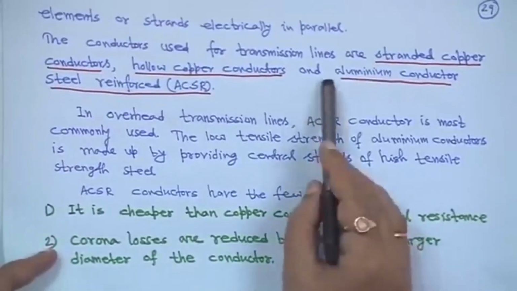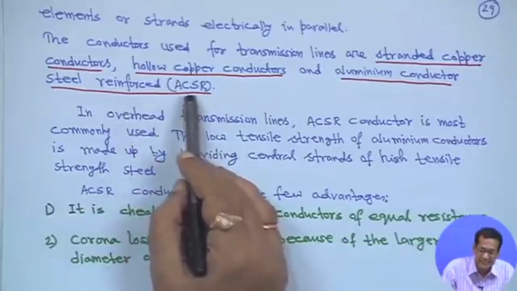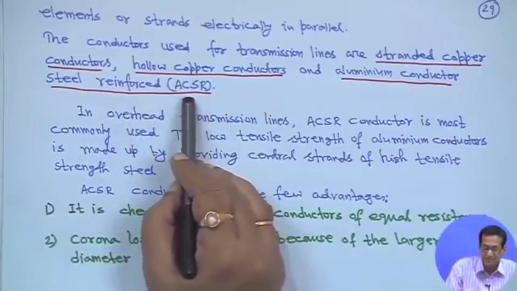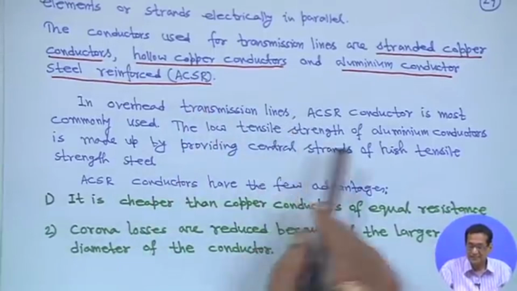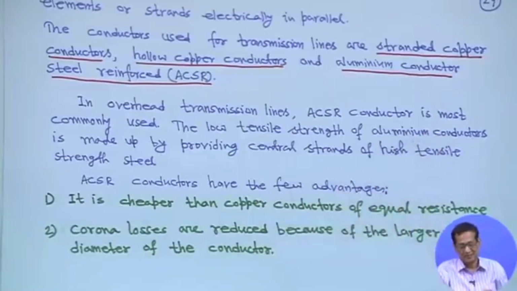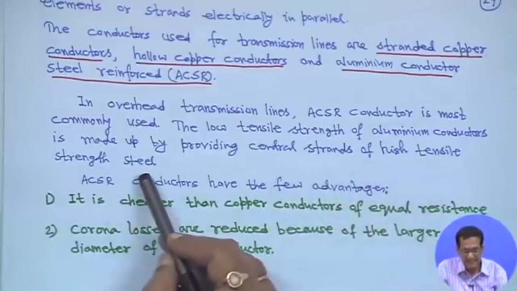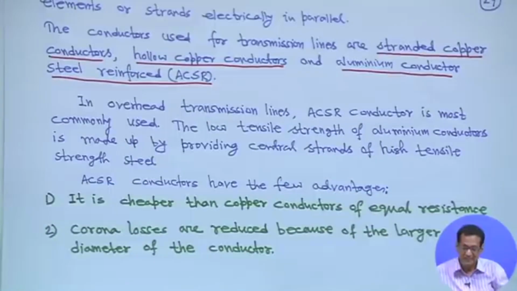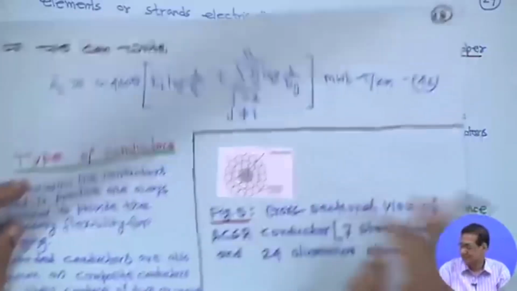The conductors used for transmission lines are stranded copper conductors, hollow copper conductors, and aluminum conductor steel reinforced, that is ACSR. In overhead transmission lines, ACSR conductor is most commonly used. The low tensile strength of aluminum conductors is made up by providing a central strand of high tensile strength, that is steel. So, the central strands are actually steel strands.